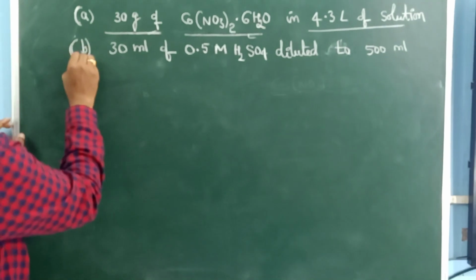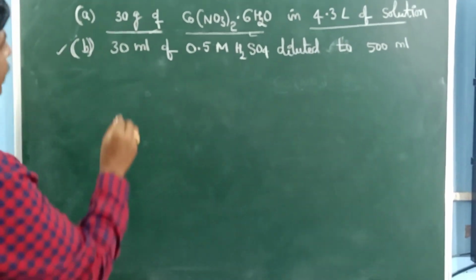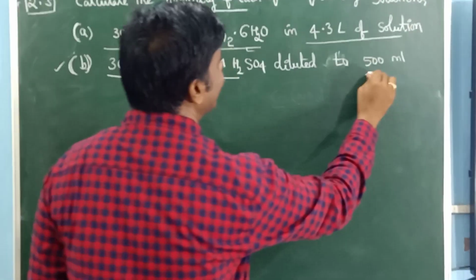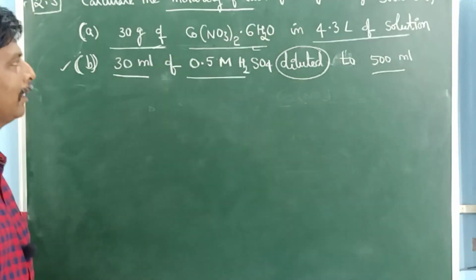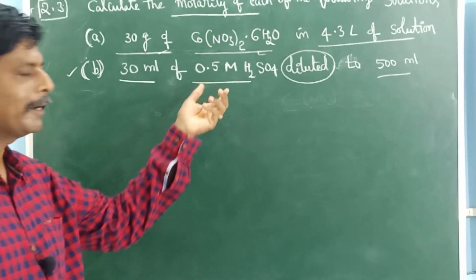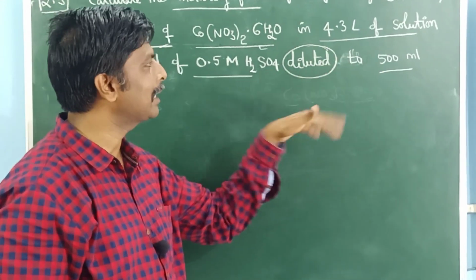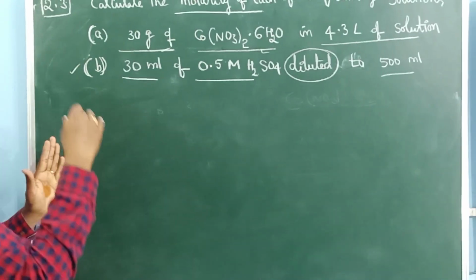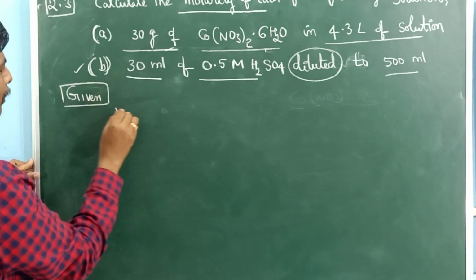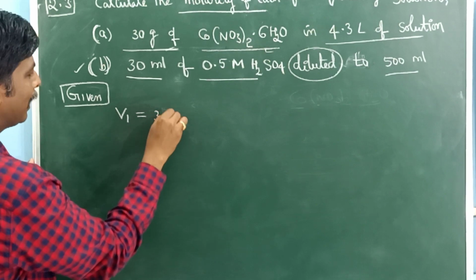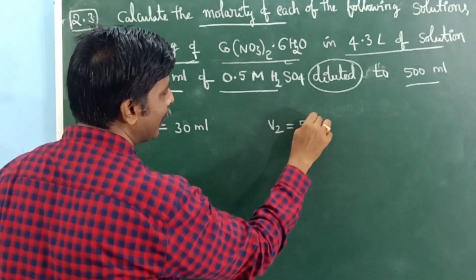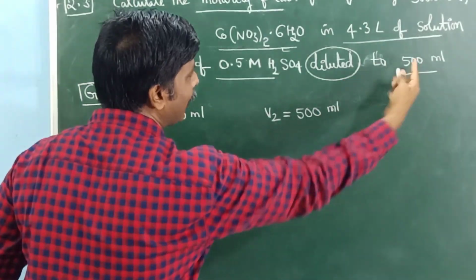Now second part, B. In B, what is given? 30 ml of 0.5 M H2SO4 is diluted to 500 ml. Here diluted is given. So 30 ml is diluted to 500 ml. Before dilution the molarity is 0.5. After dilution, what is the molarity? They asked for the molarity after dilution. Before dilution, what is the volume? V1 is 30 ml. What is the volume after dilution? V2 is 500 ml.